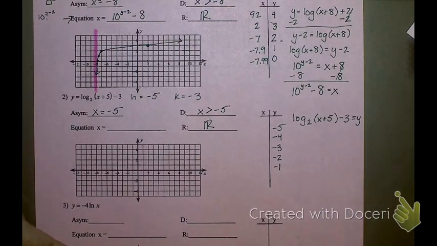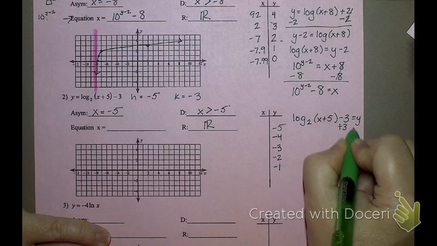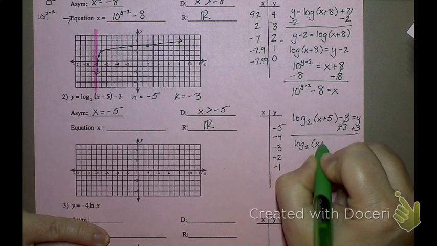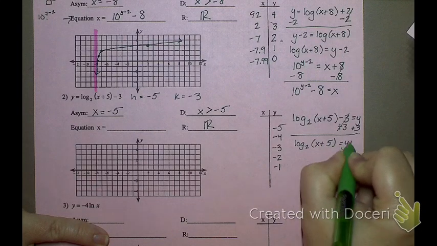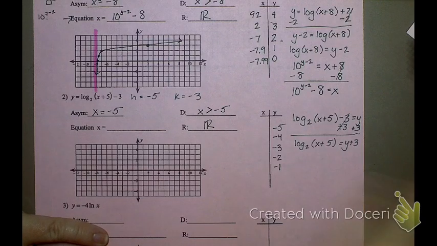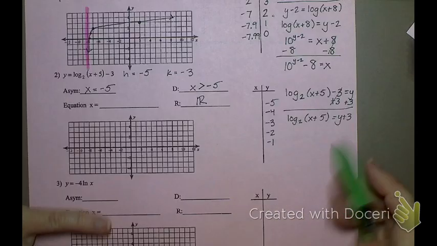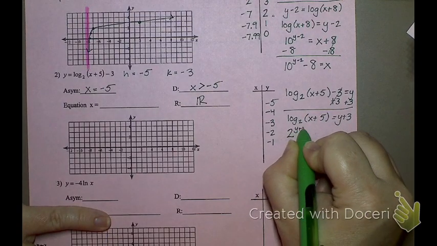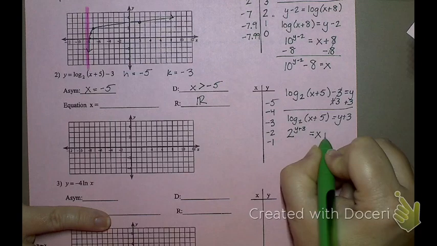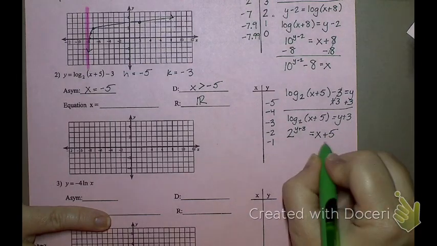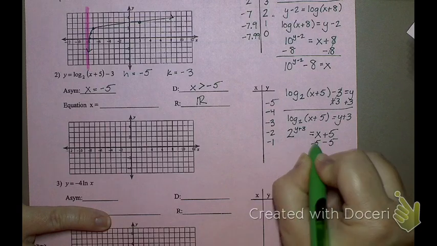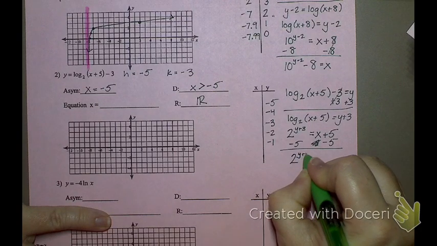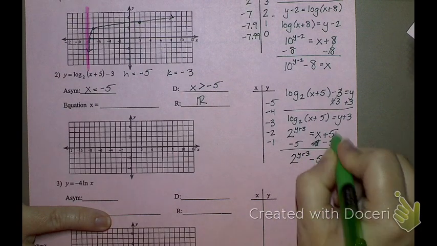What am I going to do first? I'm going to add 3. So let's see. Log base 2 of x plus 5 equals y plus 3. And as long as your log is on the left, we can go to exponential form. If your log isn't on the left, then flip it so it is. What is my base? 2. Exponent? Equals? And last step? Subtract 5. So I get 2 to the y plus 3 minus 5 is equal to x.